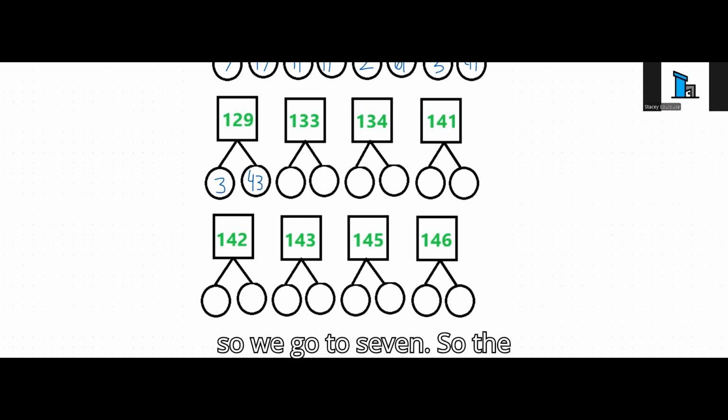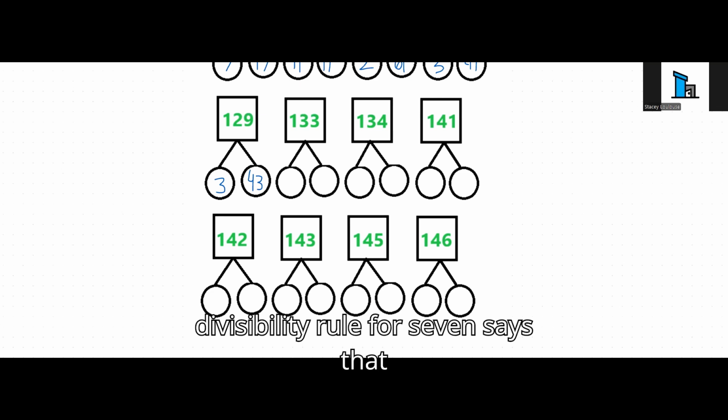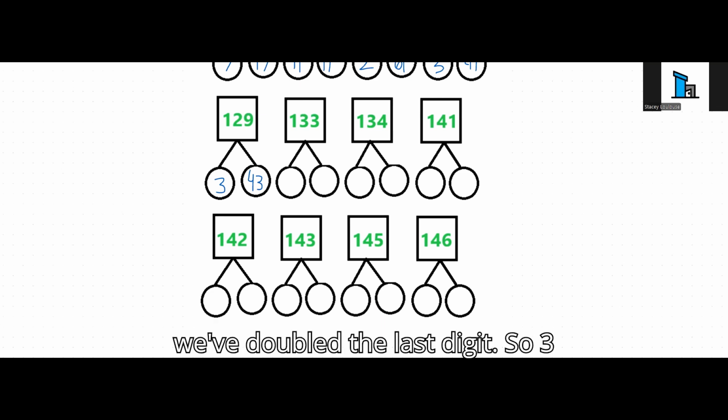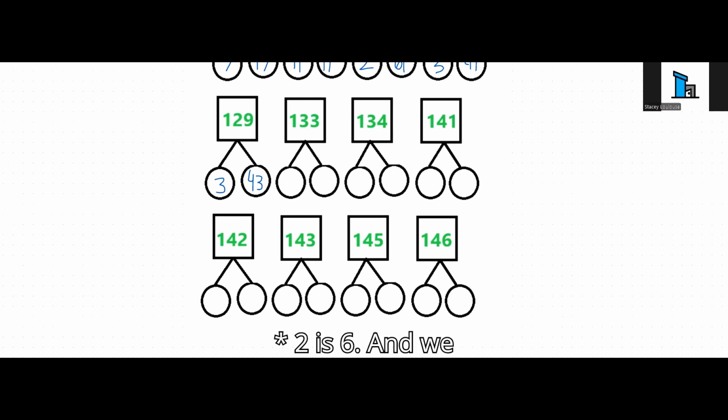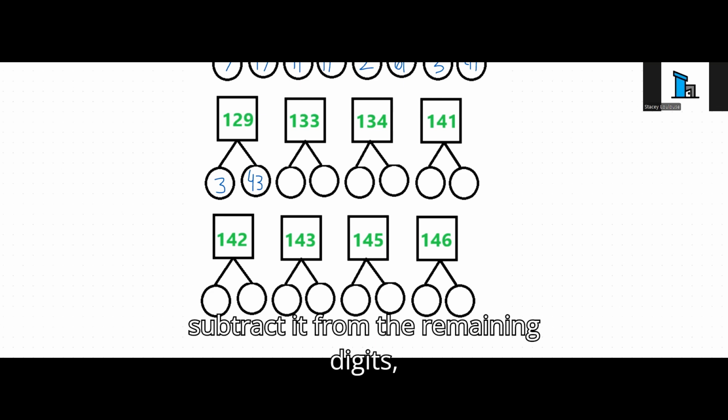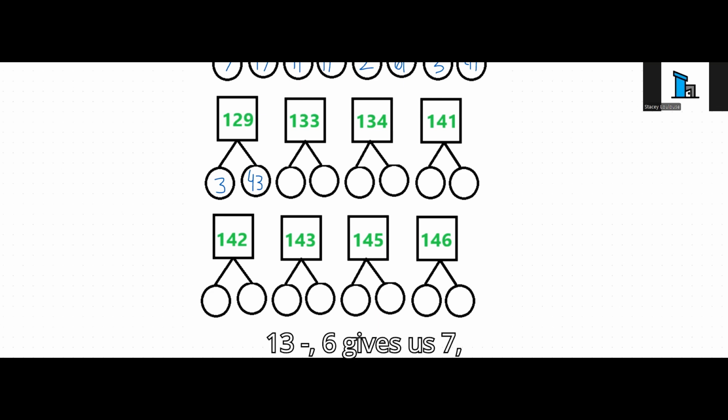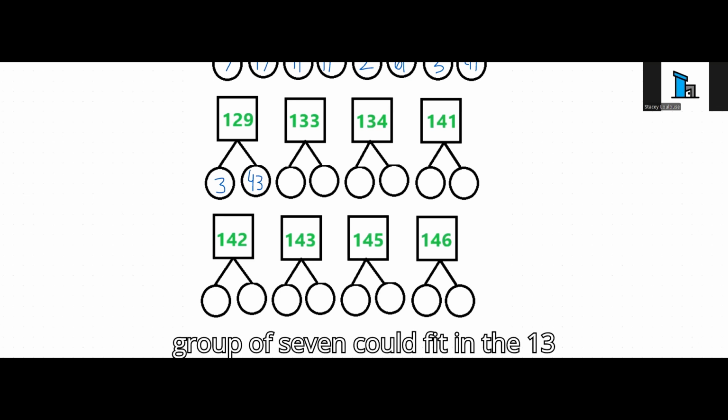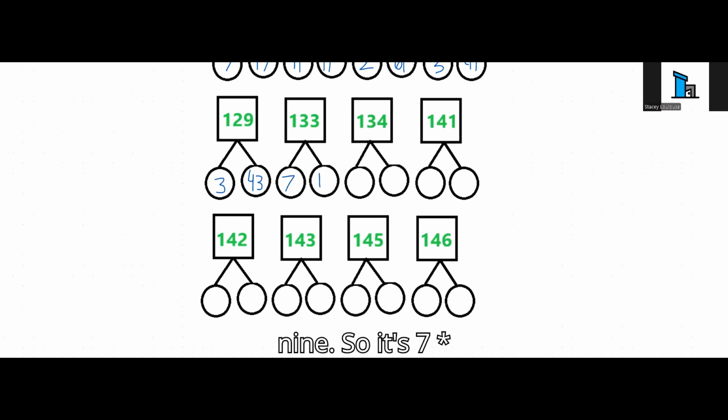So the divisibility rule for 7 says that we double the last digit, so 3 times 2 is 6, and we subtract it from the remaining digits. 13 minus 6 gives us 7. So, yep, that is a multiple of 7. So one group of 7 can fit into 13 once. And then what's remaining is 63. That's 9. So it's 7 times 19.